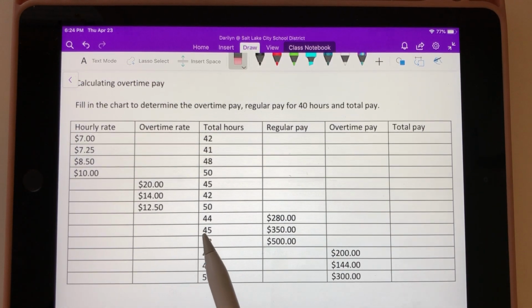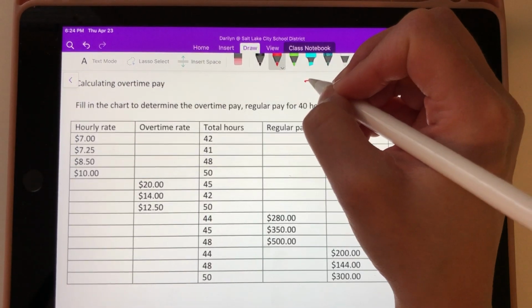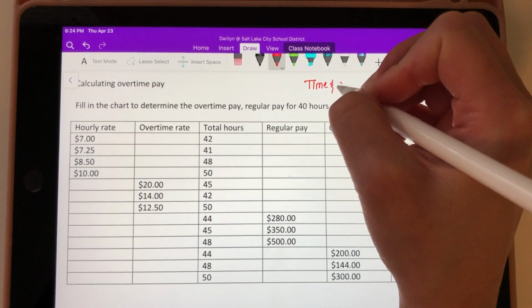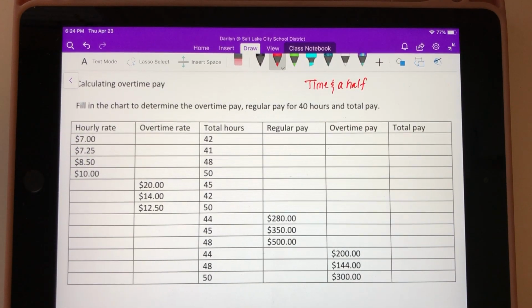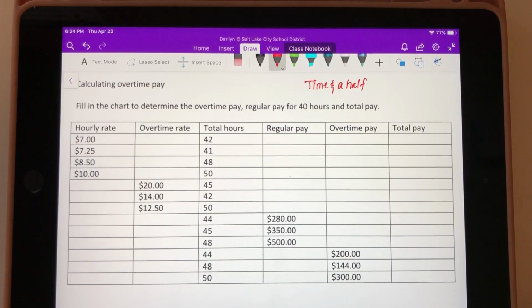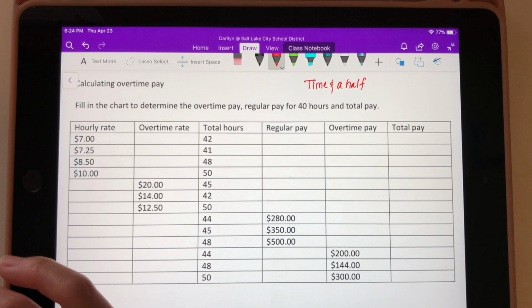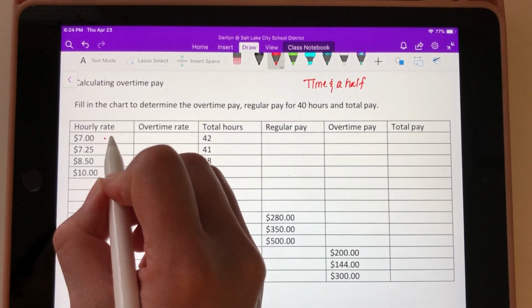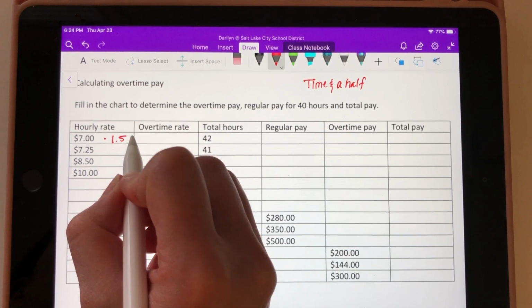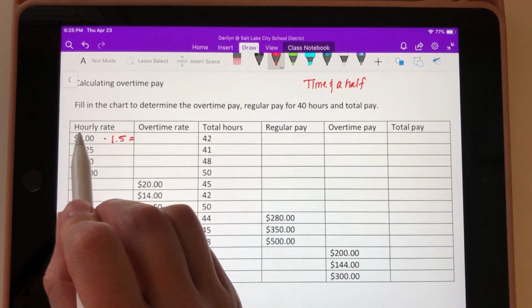Now, overtime pay is essentially time and a half. Actually, that's just what I call it, time and a half. Some employers will be really generous and they'll give you double time. But basically, time and a half means that you're going to get your hourly rate plus half of your hourly rate. So in order to get your overtime rate, you're just going to multiply your hourly rate by 1.5, because that means you're going to get one full hourly rate plus half of it.